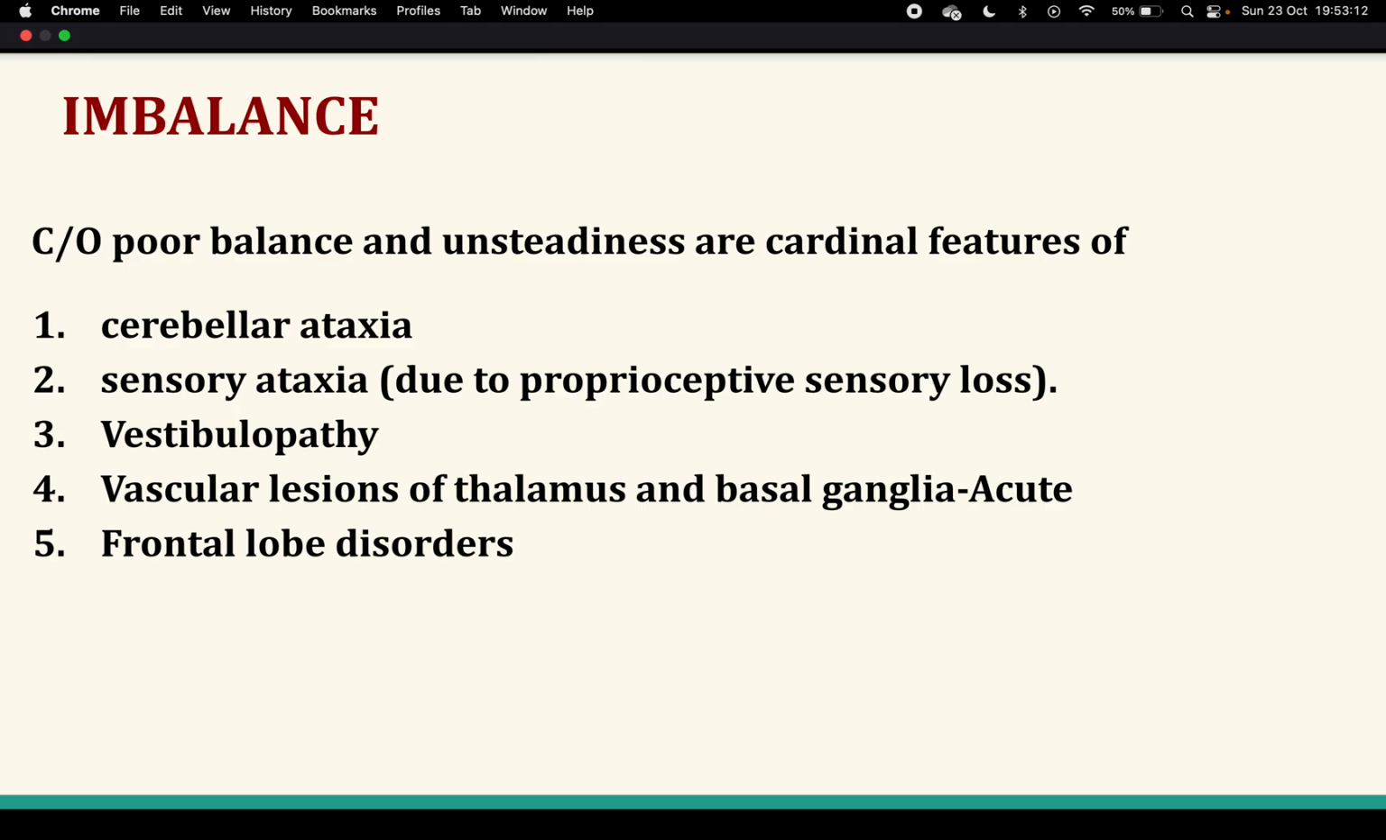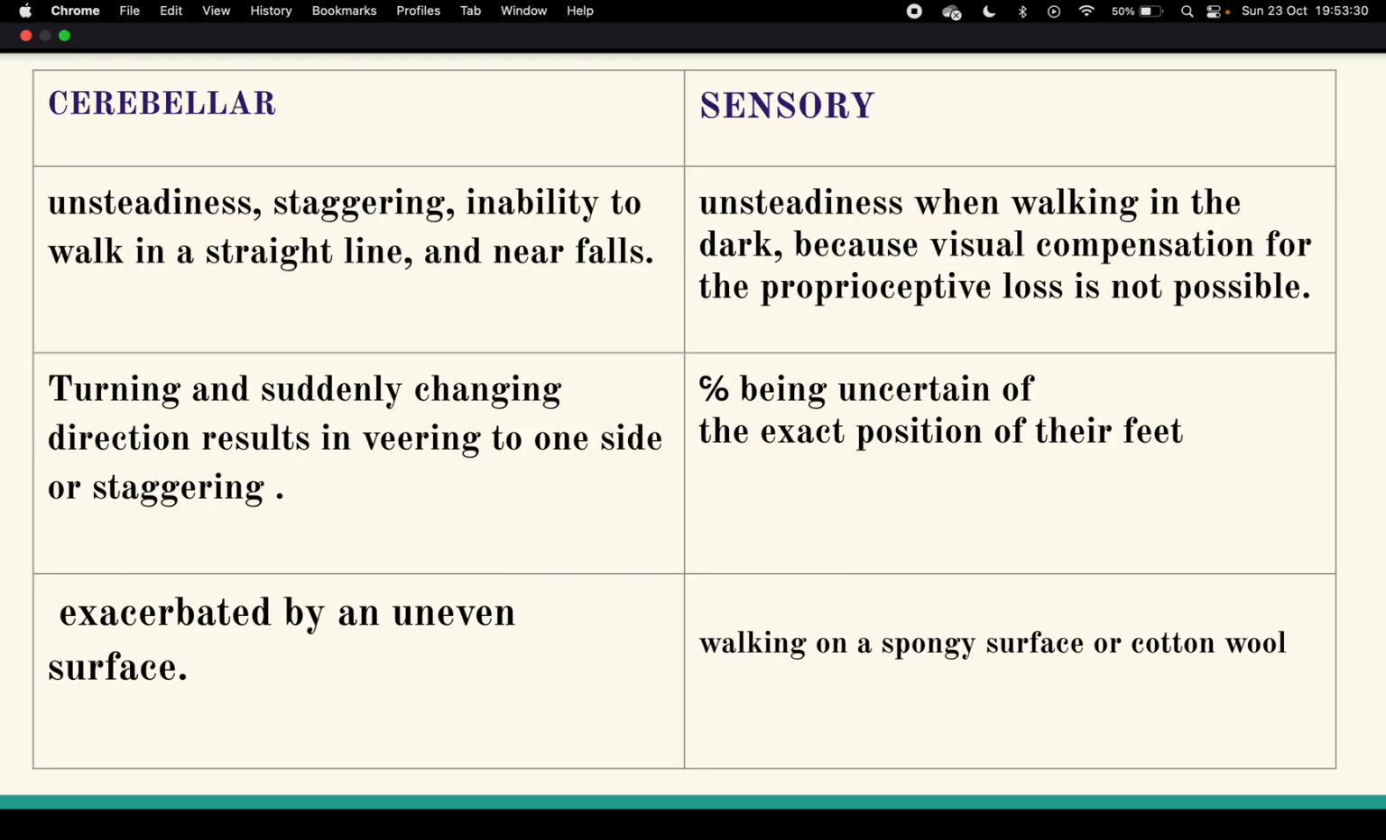Imbalance, if there is any symptom like poor balance and unsteadiness, is a cardinal feature of cerebellar ataxia. Sensory ataxia due to proprioceptive sensory loss, vestibulopathy, vascular lesions of the thalamus or basal ganglia, and frontal lobe disorders, all these patients mainly present with imbalance. How can we differentiate cerebellar from sensory? In the cerebellar type, there is unsteadiness, staggering, and inability to walk in a straight line, walking in a straight line will be difficult, and there will be near falls.